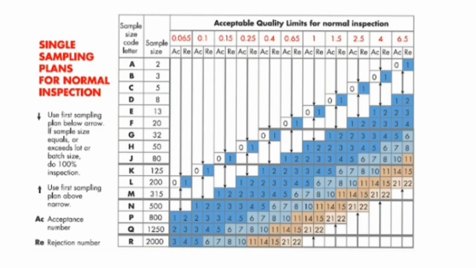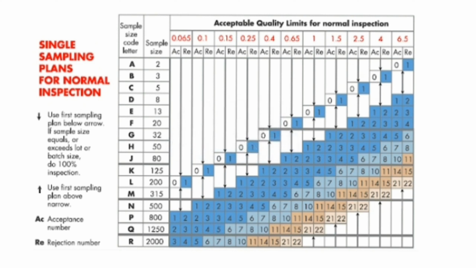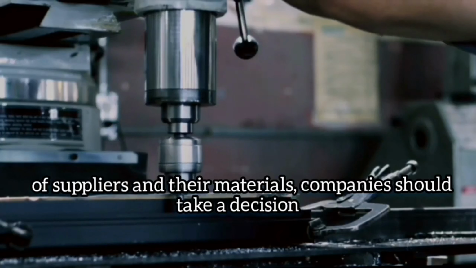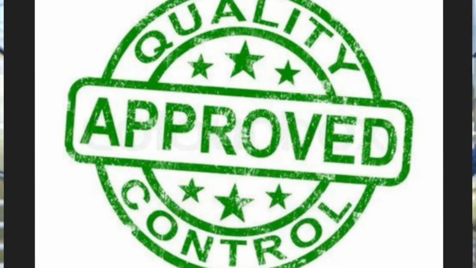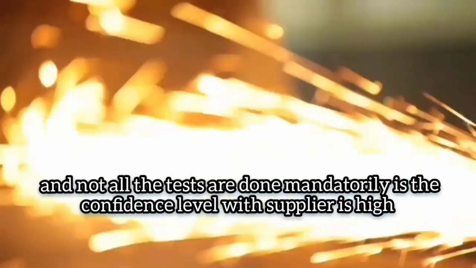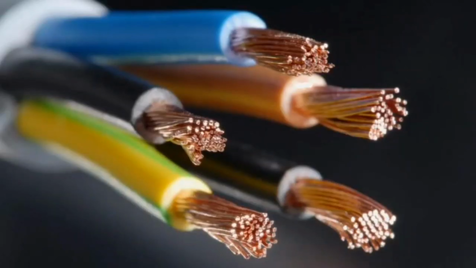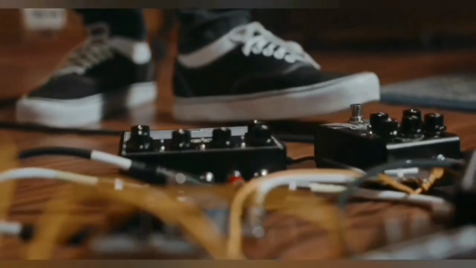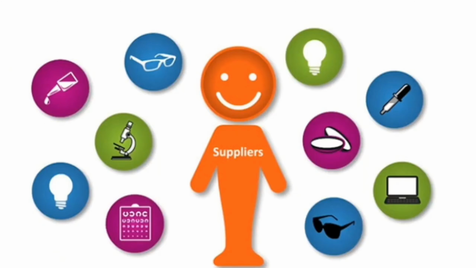It should be mentioned that depending on risk classes and acceptance quality limits, AQL, of suppliers and their materials, companies should take a decision and design their quality control plan at an appropriate level, and not all the tests are done mandatorily, as the confidence level with the supplier is high and the risk associated with the material is low. By strategically designing your testing and inspection, you can not only save money but also work upon supplier and your own process optimization.